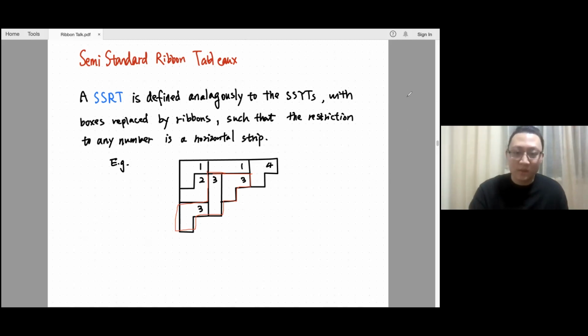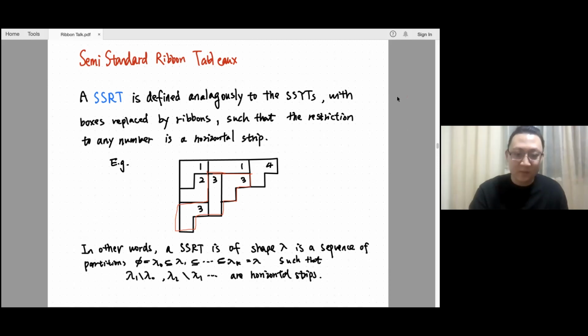So in other words, we can think of a ribbon tableau as a sequence of partitions, lambda 0 contained in lambda 1, contained in all the way up to lambda k, such that the skew shapes lambda 1 minus lambda 0, lambda 2 minus lambda 1, and so on, are all going to be horizontal strips.